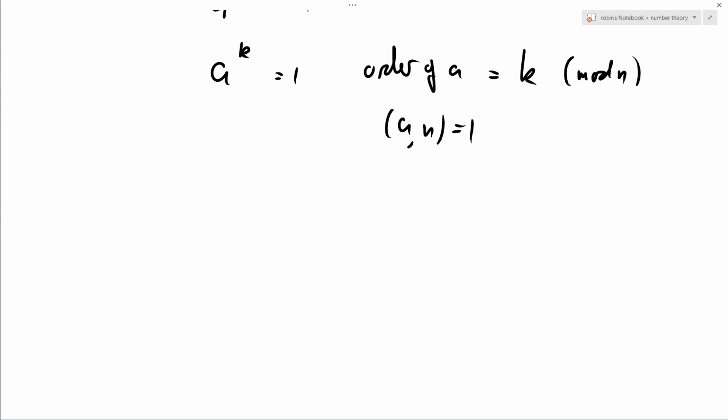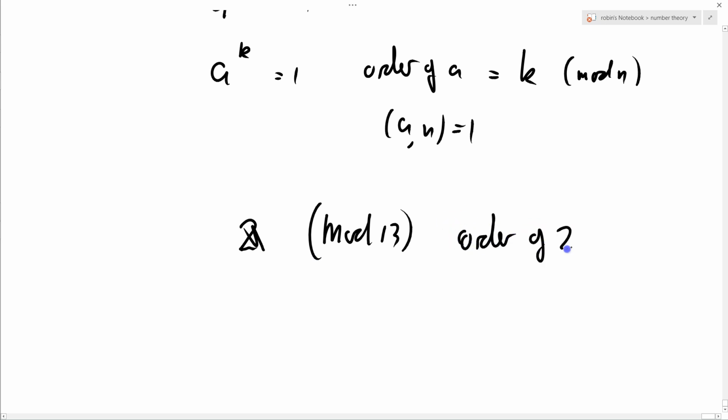Let's have a look at modulo 13. We worked out that the order of 2 modulo 13 was equal to 12. In this case, the order of 2 is sort of maximal, because it can't be any bigger than that.